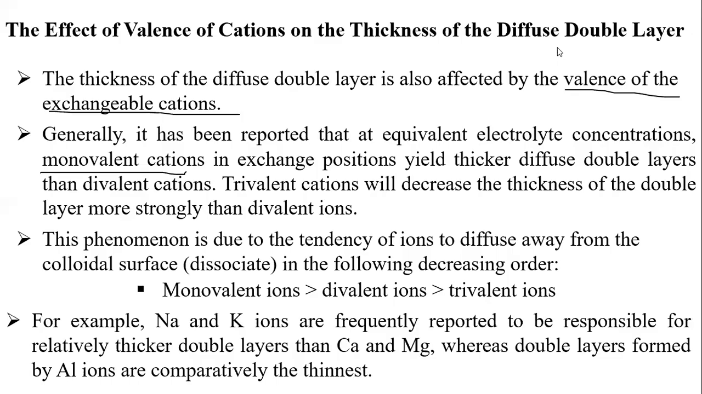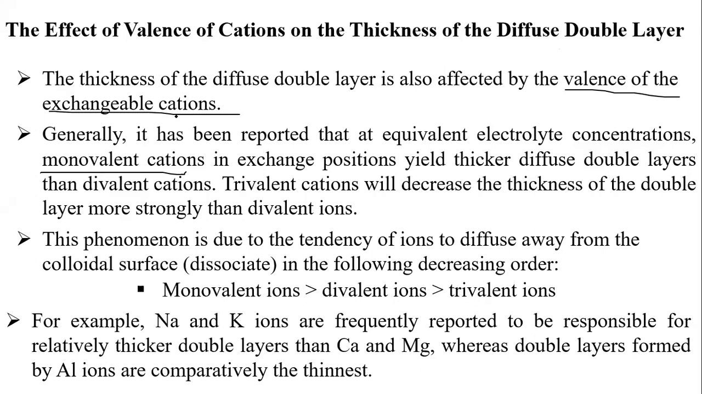The thickness of the double layer is also affected by the valency of the cations. Generally, monovalent cations in the exchange position yield a thicker diffuse double layer than divalent and trivalent cations. Because in divalent and trivalent cations, what will happen?